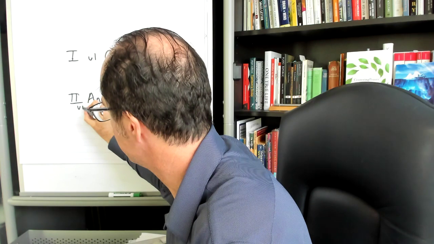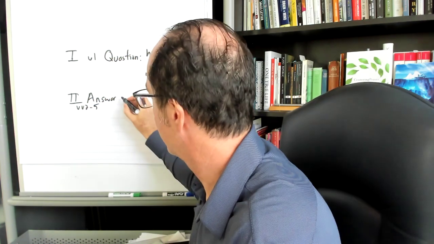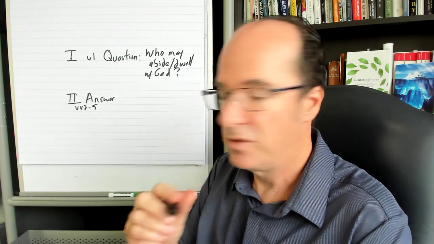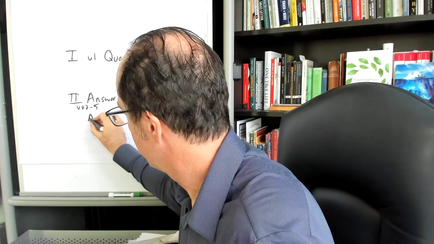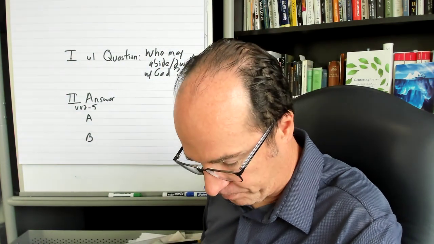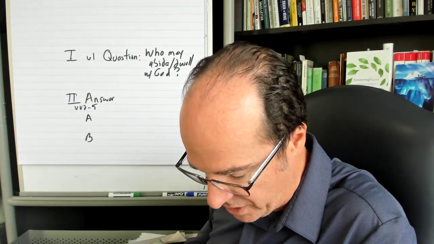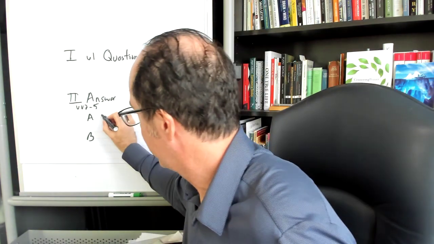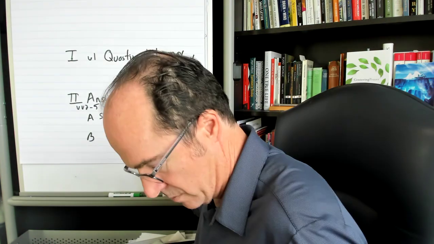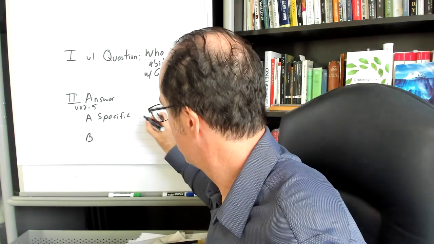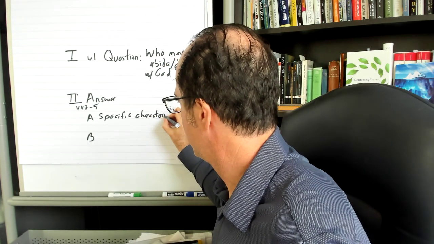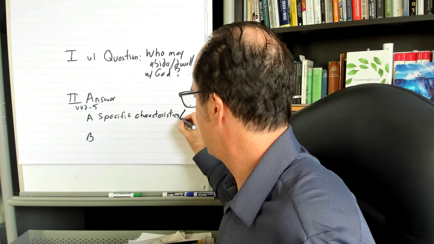And this is verses 2 to 5. And I would suggest there's at least two pieces to the answer. We're going to have A and B, so there's going to be two subunits here. And the first subunit is the specific characteristics, attributes.